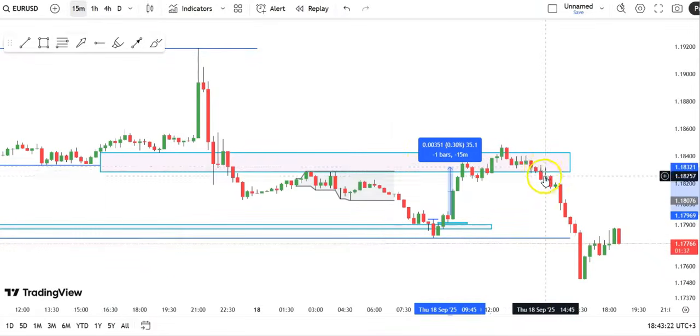In New York I didn't trade because we had many red news events in New York, so I didn't want to participate in the late price moves down there.